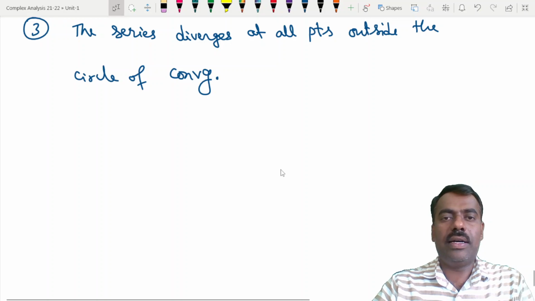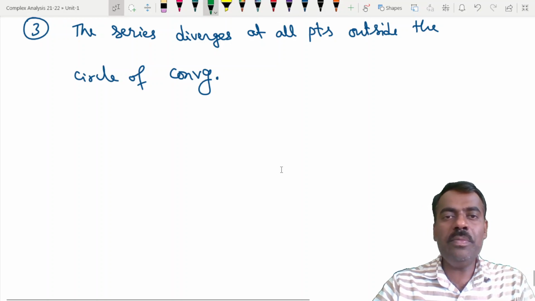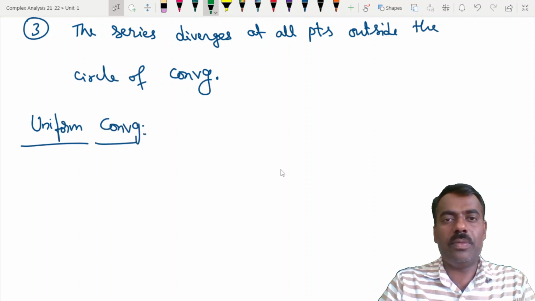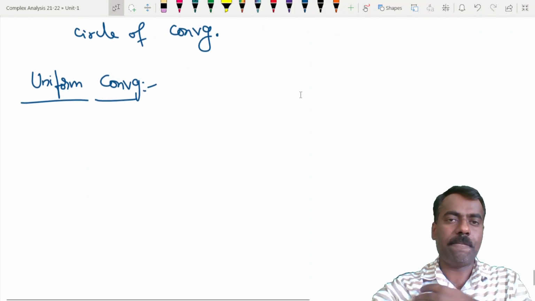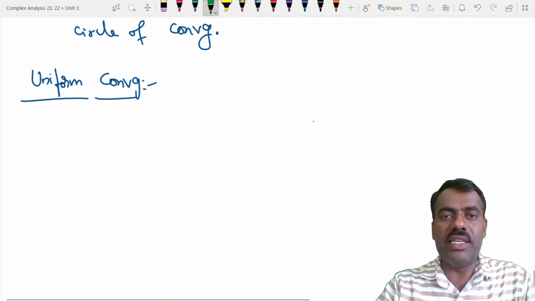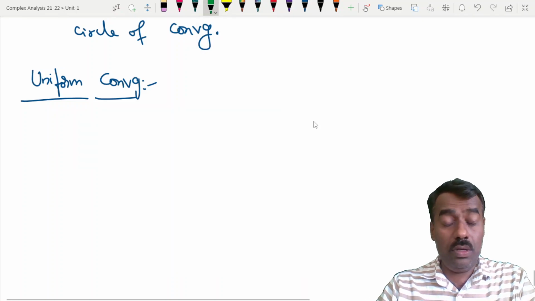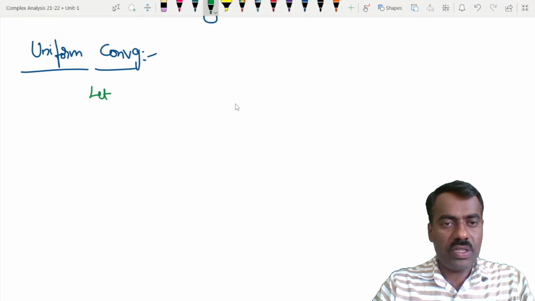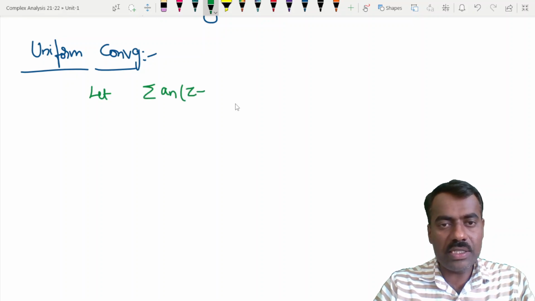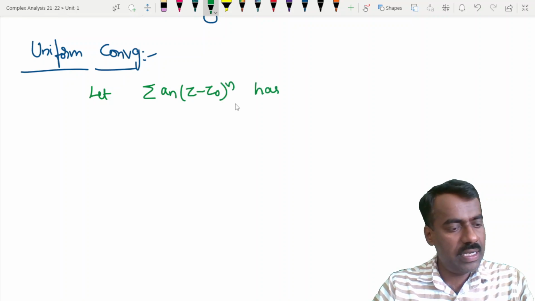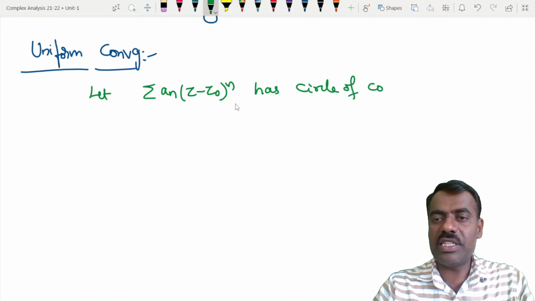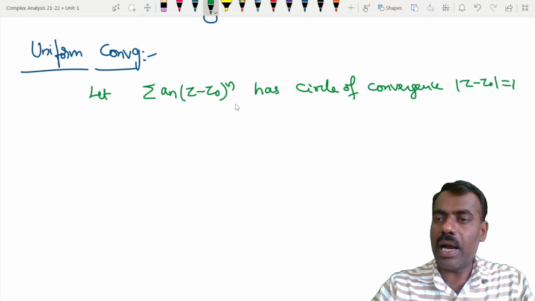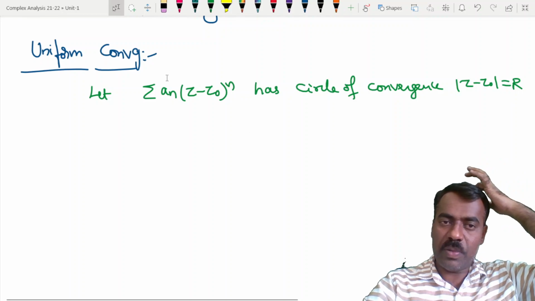Fine. Now we'll move to what is meant by uniform convergence of the series. To move to uniform convergence, we'll need some terminology. For that, let the series summation a n (z minus z naught) to the power n have this circle of convergence. That means this is the largest circle, mod z minus z naught equal to r, where this power series is convergent.